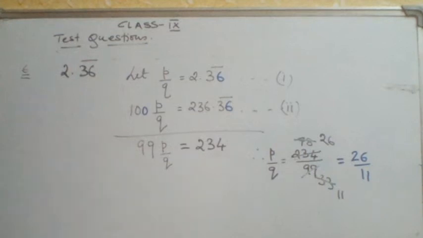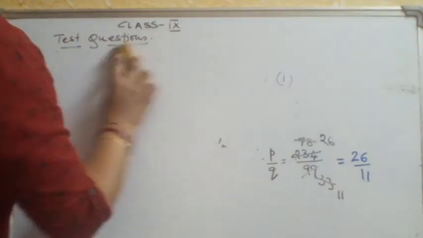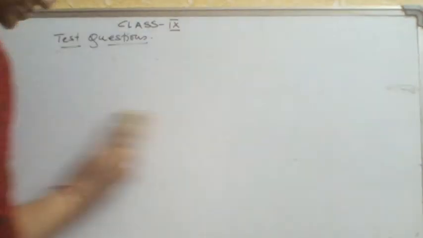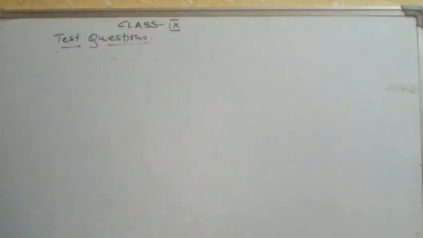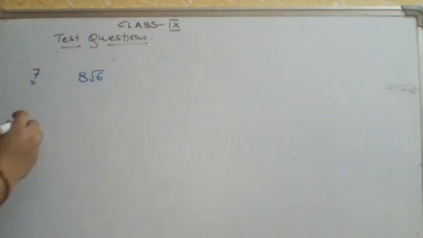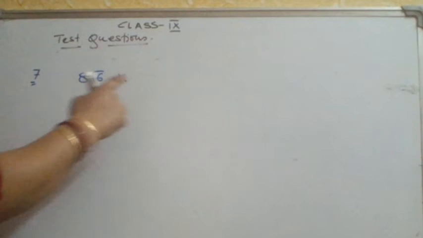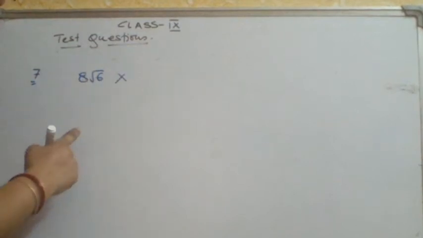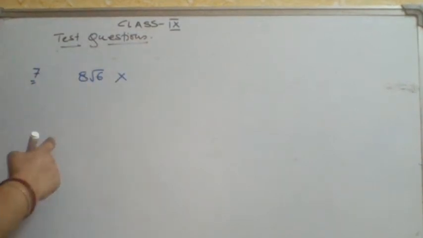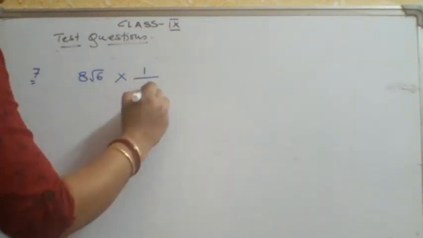Now let us go to question number 7. I hope you have noted it, so I will rub it. Here is your question number 7. Multiply 8 root 6 and 1 upon 4 root 2. The multiply sign is not given, you frame the question, it is written in sentence form. So you write it like this. This is 4 root 2, right?